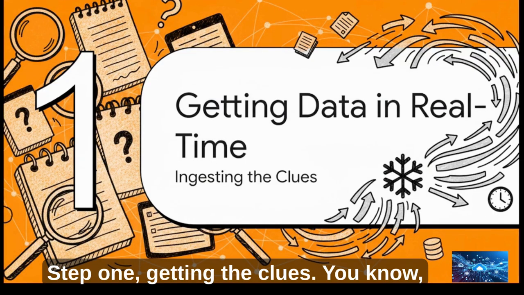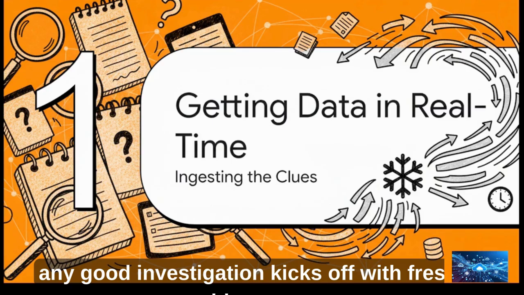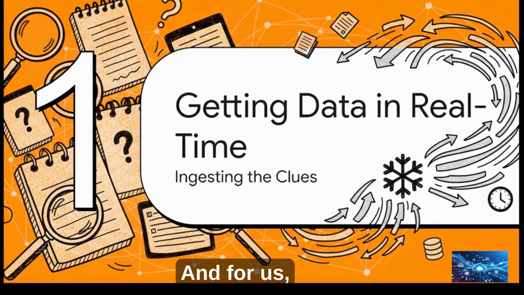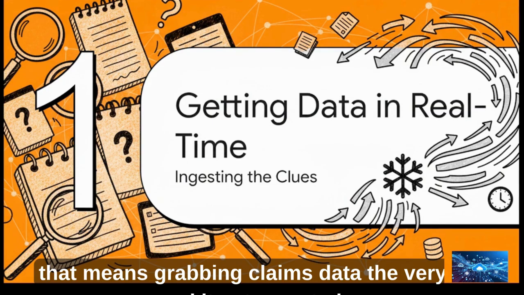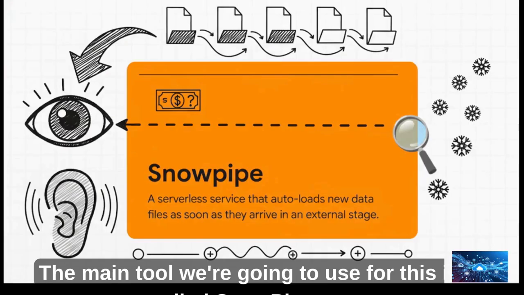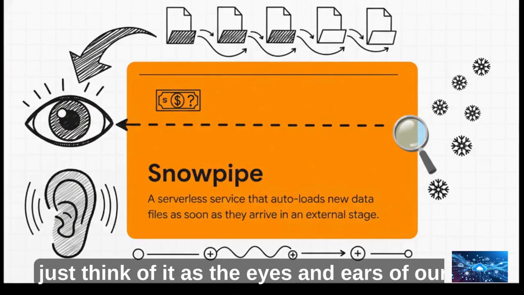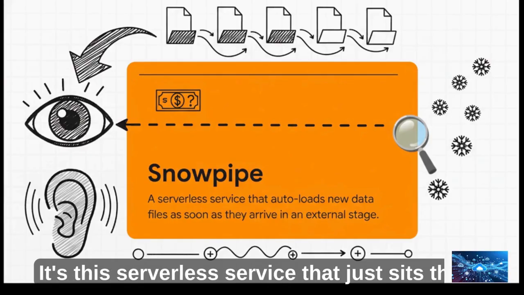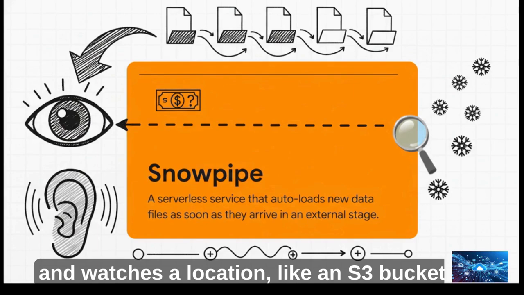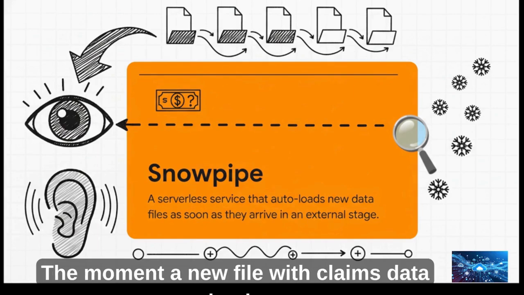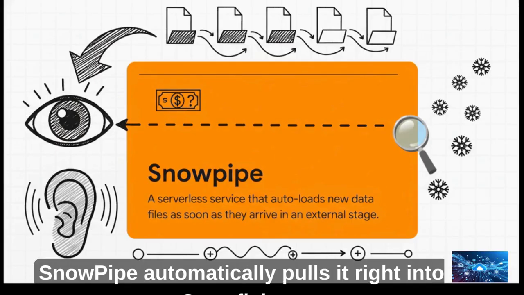Step 1, getting the clues. You know, any good investigation kicks off with fresh evidence. And for us, that means grabbing claims data the very second it gets created. The main tool we're going to use for this is called Snowpipe. Honestly, just think of it as the eyes and ears of our system. It's this serverless service that just sits there and watches a location, like an S3 bucket. The moment a new file with claims data lands there, bam, Snowpipe automatically pulls it right into Snowflake.